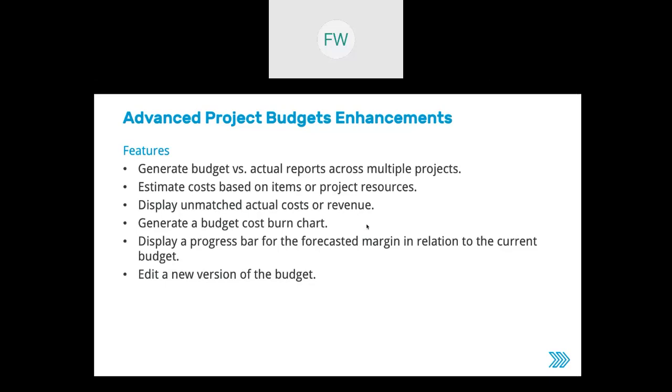You can generate a budget cost burn chart and also display a progress bar for the forecasted margin in relation to the current budget. So these were the two charts that you saw on the work breakdown structure record, and you can also edit a new version of the budget. So the budgets are versioning, and you can have multiple versions of budgets at the same time for the same project.